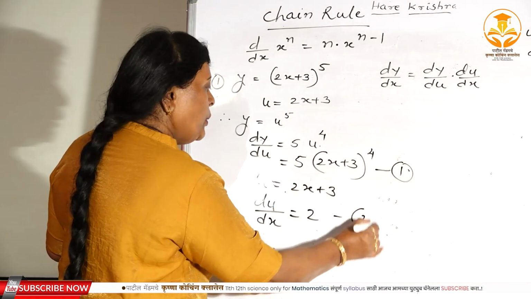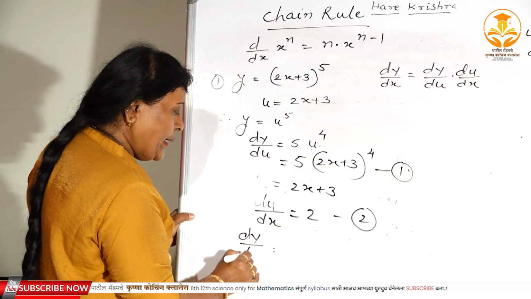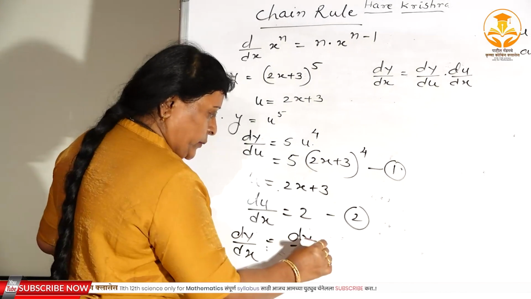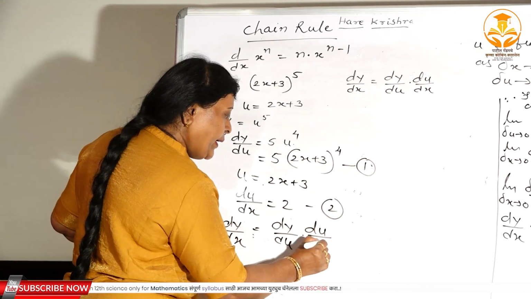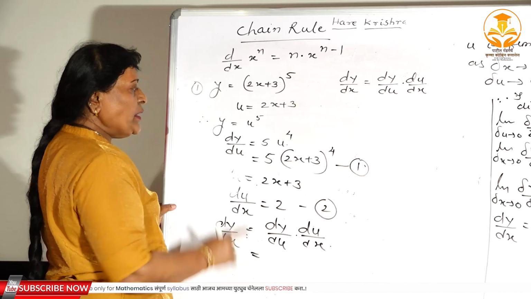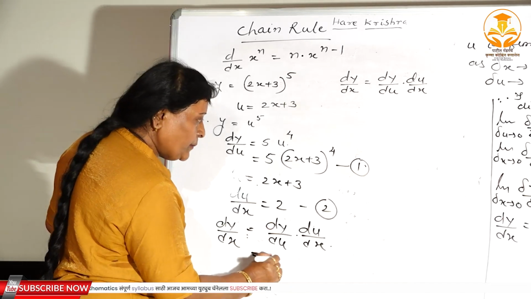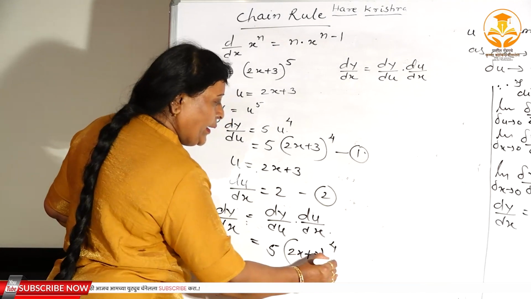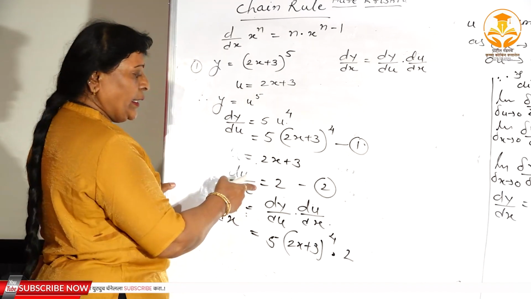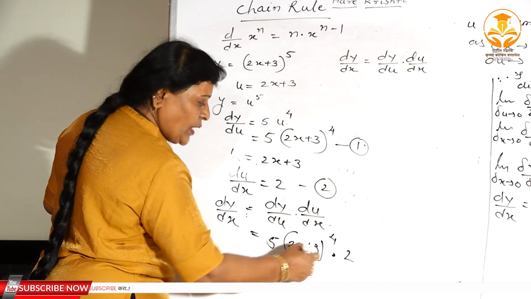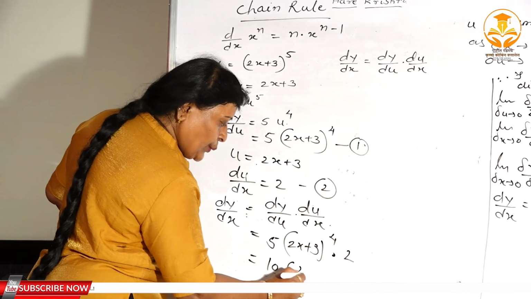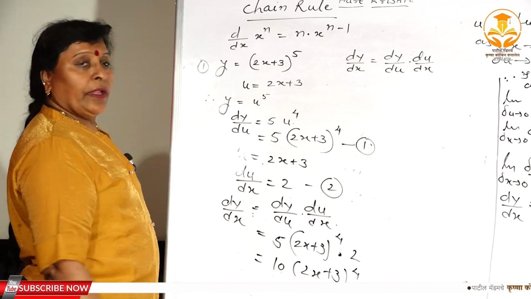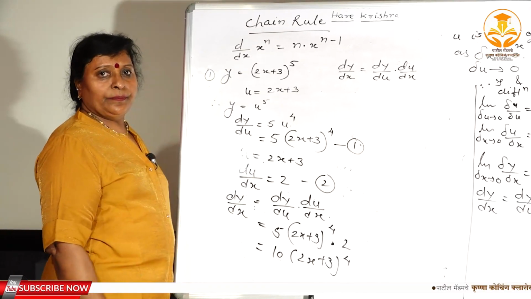Now apply the chain rule. What is the chain rule? dy by dx is equal to dy by du into du divided by dx. Now what is dy by du? That is 5 (2x plus 3) whole to the power 4 and into what here, 2. Isn't it? du by dx is equal to 2. So 5 into 2 is 10. 10 into (2x plus 3) whole to the power 4. In this way, you can actually apply the theorem.